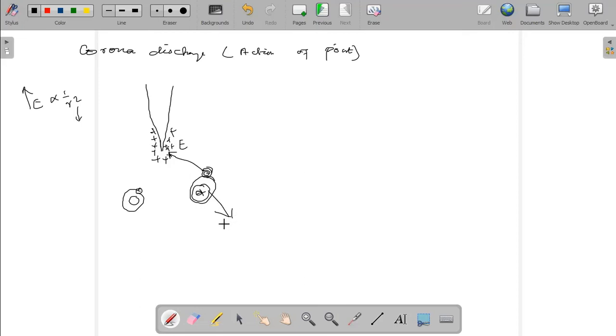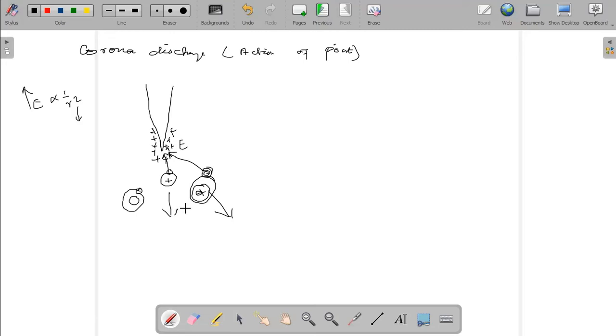Again, I'll repeat the same thing. Very simple concept. When the neutral gas atom goes nearer to this edge, which has a large number of positive charges, it takes the electron. Once one electron is removed, it becomes a positive charge. What do you mean? A positive charge gets leaked out. This is called corona discharge.